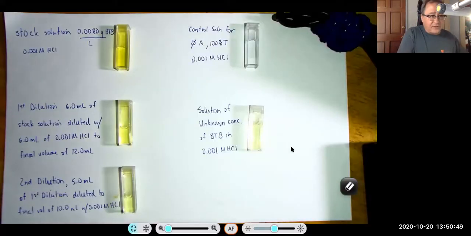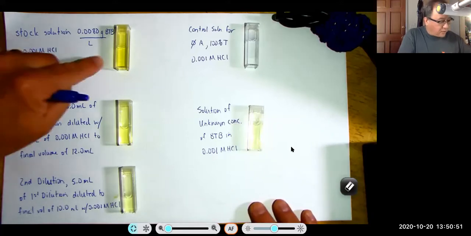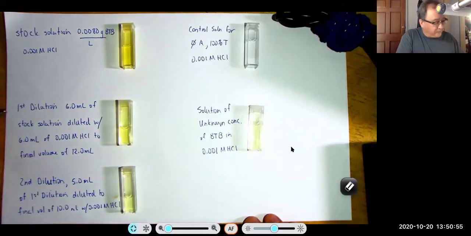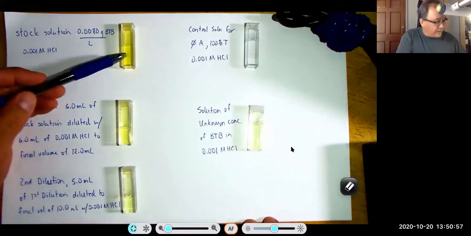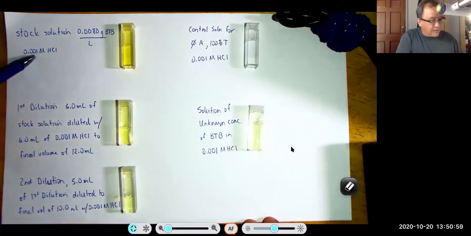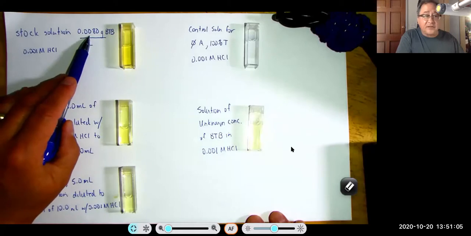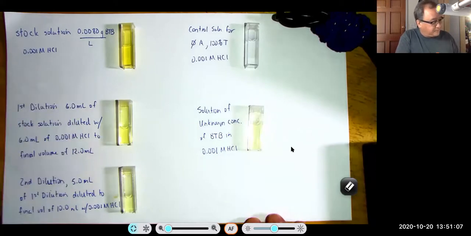Okay, so this is bromothymol blue. Remember, BTB stands for bromothymol blue. This is bromothymol blue in 0.001 molar HCl. And the concentration of bromothymol blue is 0.0080 grams per liter. So this is the same concentration as the solution that we had in the 0.001 molar sodium hydroxide.